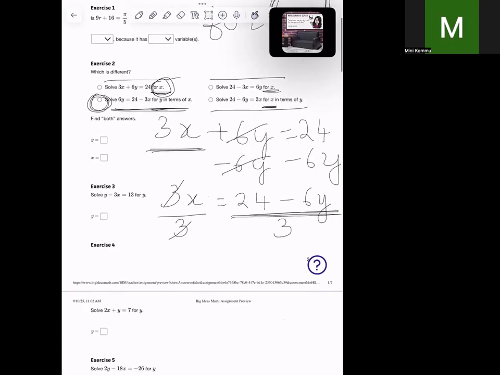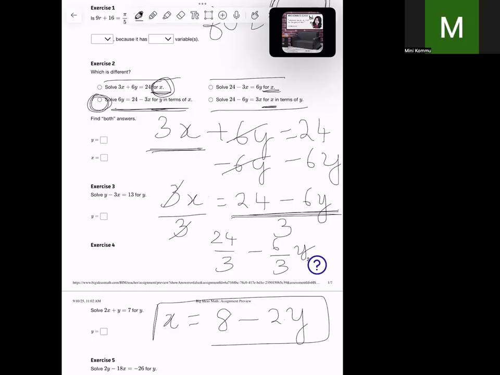Now what you have is 24 divided by 3 minus 6 over 3y. 24 divided by 3 is how much? 8 minus 2y. So you have your first answer, which is x is equal to 8 minus 2y. Hurrah! Yay! Now, let's go ahead and solve for y.